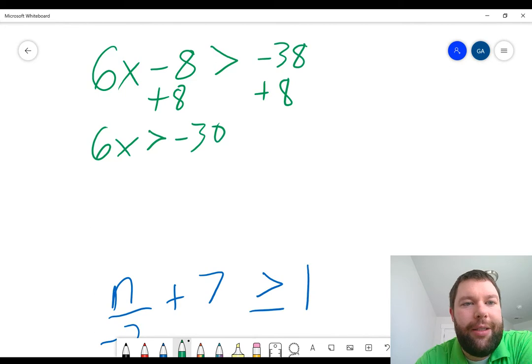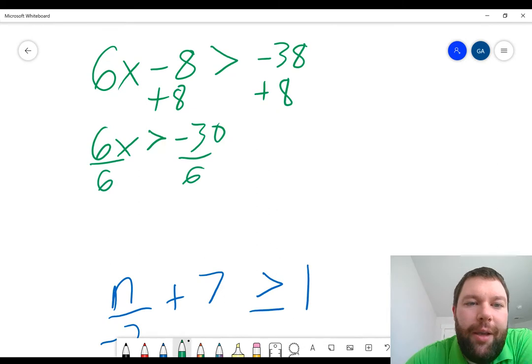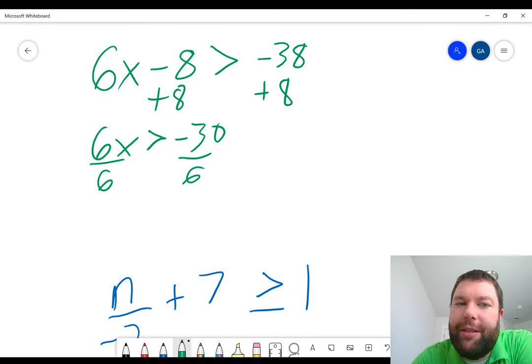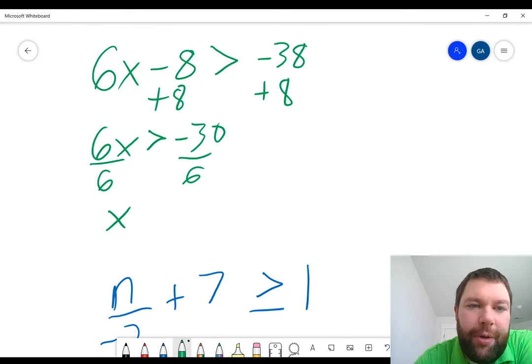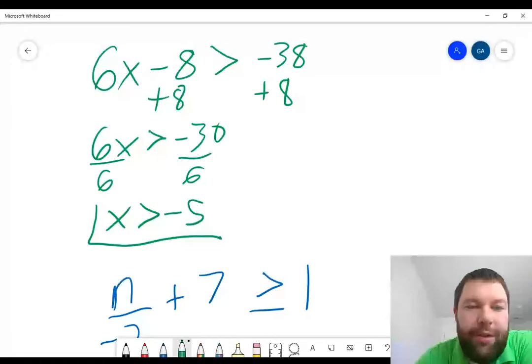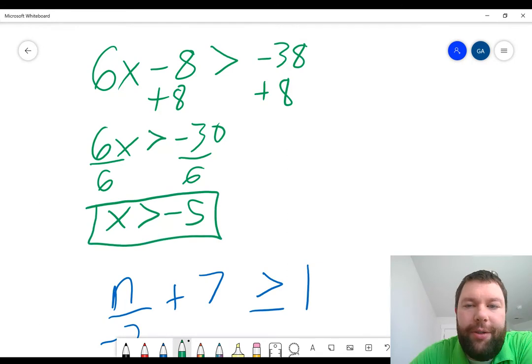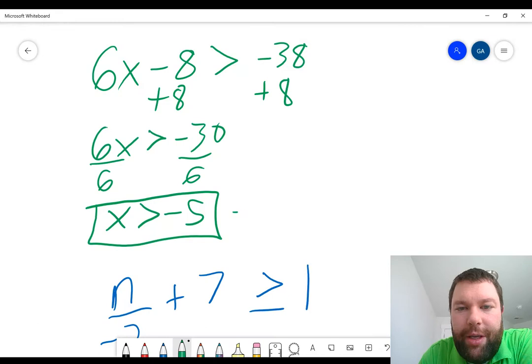Now our next step is to get rid of the 6. It's multiplying, so we would divide each side by 6. Again, this is a positive number that's dividing each side, so nothing happens; the inequality sign is going to stay the same. So we're going to get x is greater than -5. That being negative doesn't matter; it's the number that goes to each side that matters. So there's one answer.